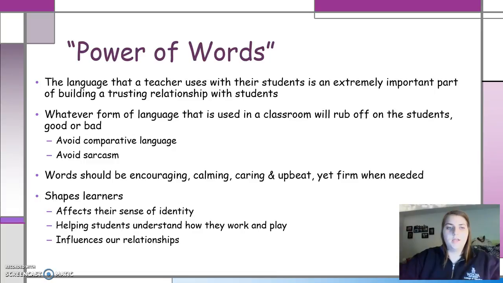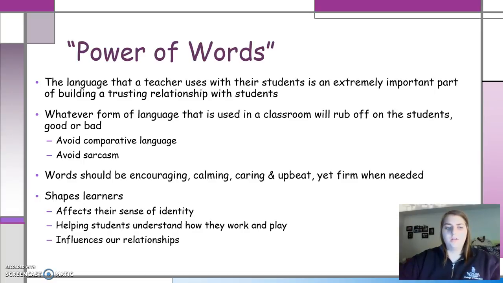And then lastly, the power of words. I think that the language that I use with my students rubs off on the students, whether it's good or bad. Avoiding comparative language, as the article that we read brings up, and avoiding sarcasm. Not all students understand sarcasm, especially younger ones, so it's really important to avoid that.